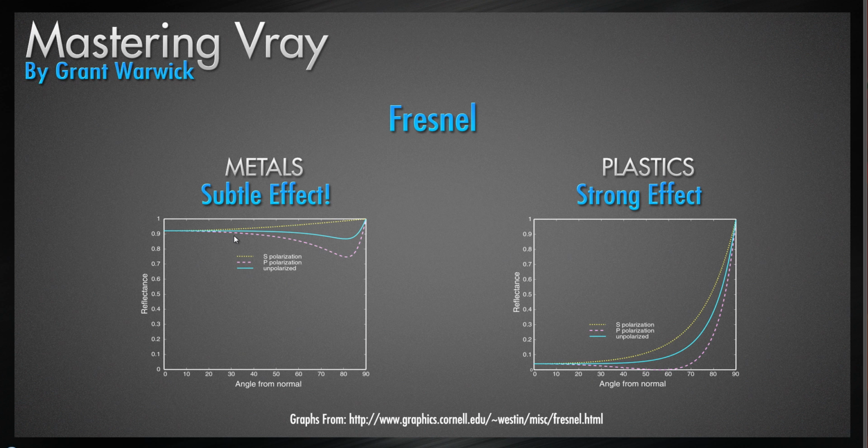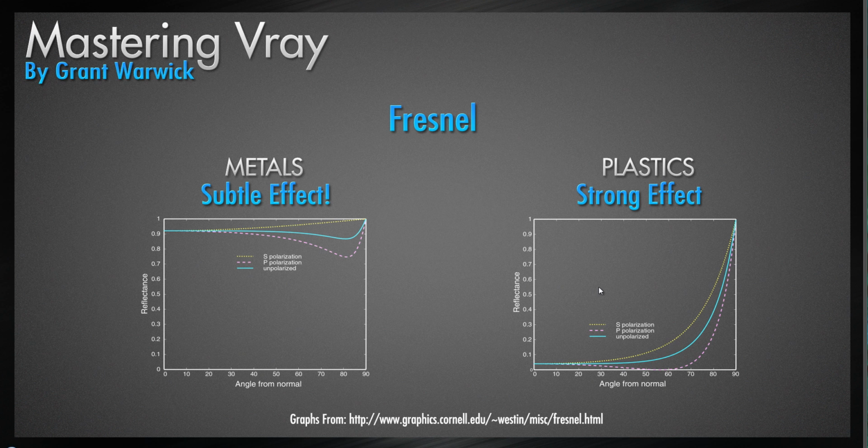As you can see, the generic metal material maintains a very high reflectivity regardless of the viewing angle. However, the plastic material behaves quite differently. You can see here as the viewing angle increases, the reflectivity starts to ramp up, but not until about 40 or 50 degrees.